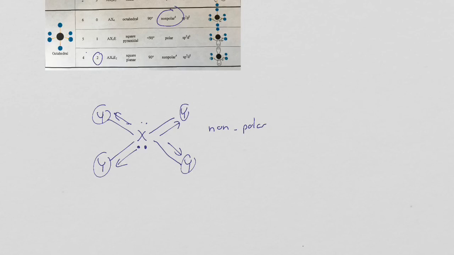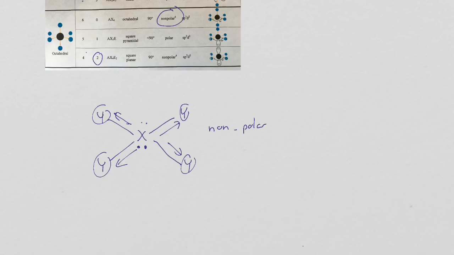The hybridization, by the way, for things with 6 and 5 domains is not supposed to be on the AP exam. So all the sp3d2 and sp3d, you're not supposed to even know. But since it's on a chart, who cares? You can look it up and find the answer for the AP exam.